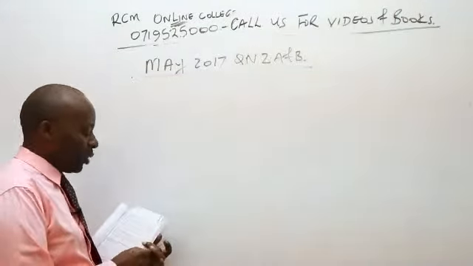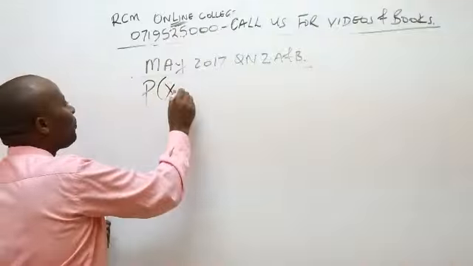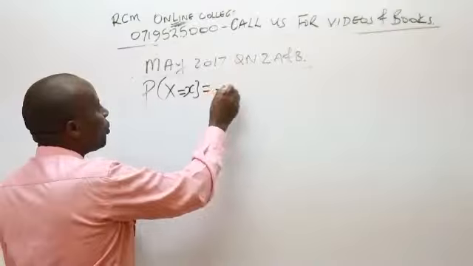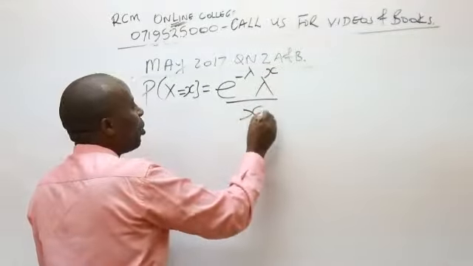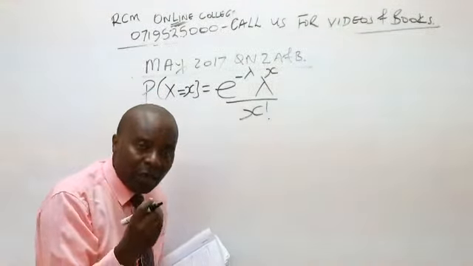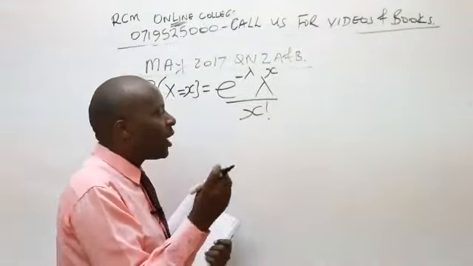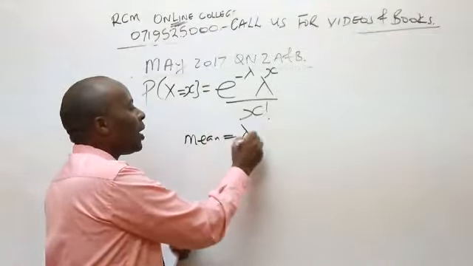Using Poisson distribution, ladies and gentlemen, I know the formula. I know that the probability of x equals small x will be equal to e raised to negative lambda, lambda raised to x, all over x factorial. And if you remember very well, the key thing that you need to evaluate Poisson probability distribution parameters is the mean.